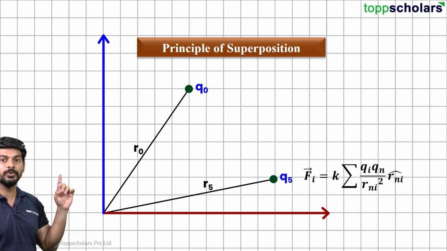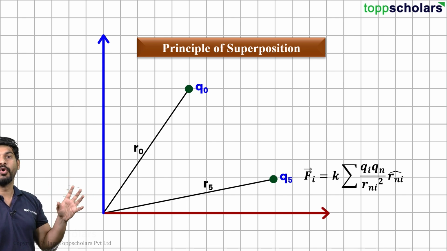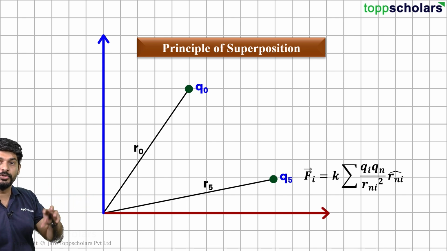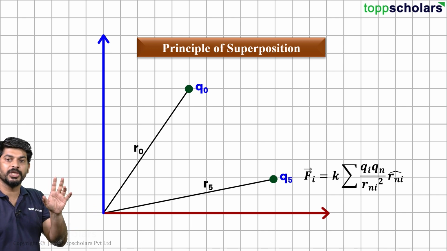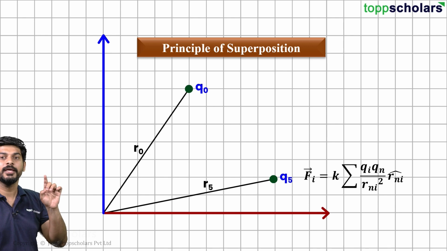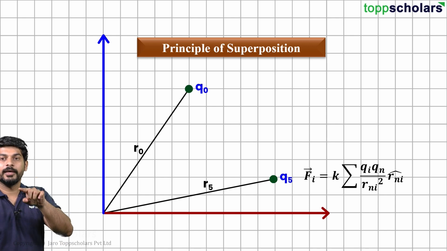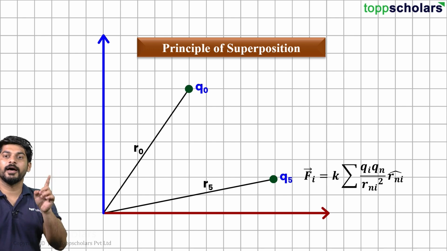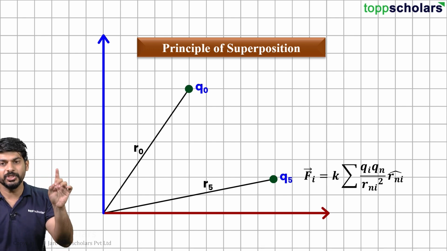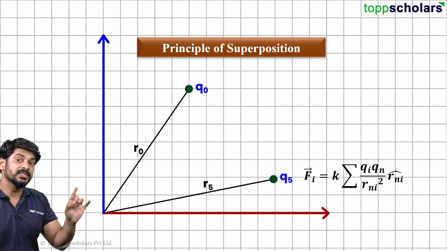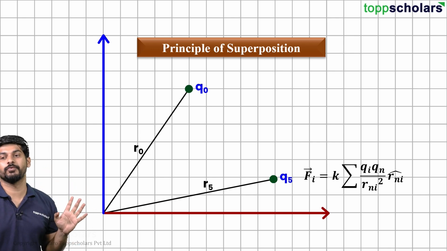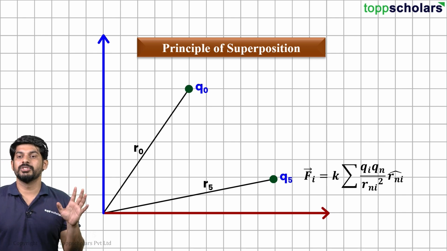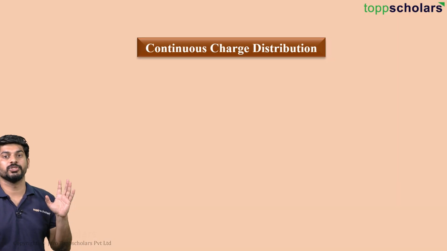So here is the equation which indicates what exactly the principle of superposition tells us. The force on the ith particle is equal to K times summation of Qi Qn upon Rni squared into Rni cap, where Rni cap is the unit vector which indicates the direction of the resultant force. So this is the principle of superposition.